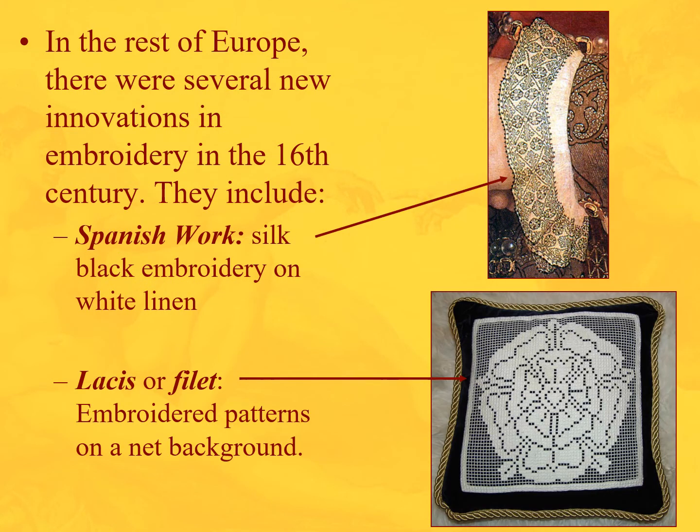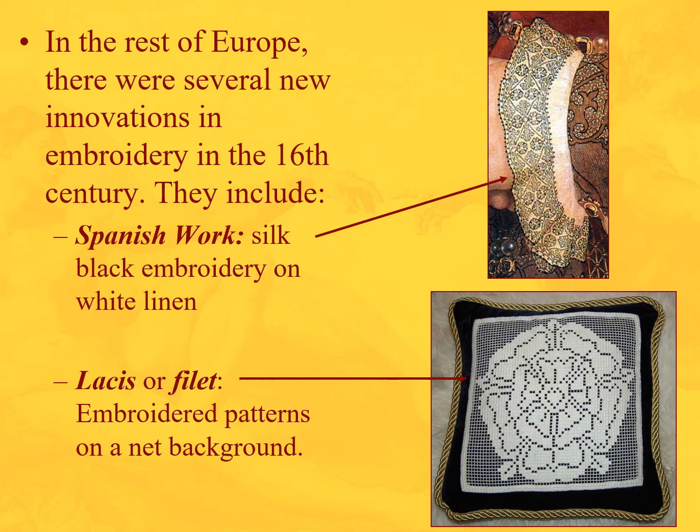We have a couple things. Like I said, the rest of Europe was also included. So here are some innovations in embroidery. In Spain, we have Spanish work, which you see is silk, black embroidery on white linen. Black and white will play a big part in the Spanish style, as you will see later.